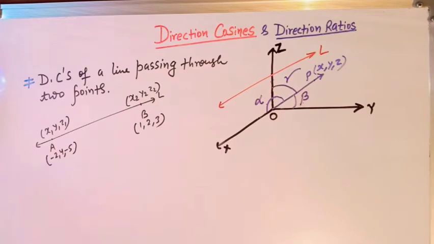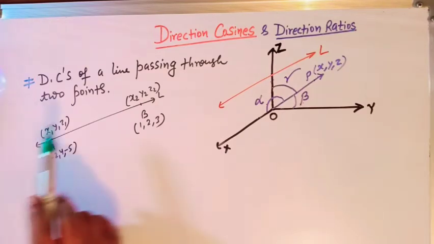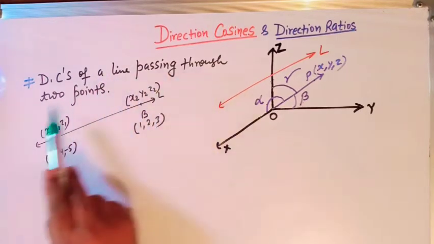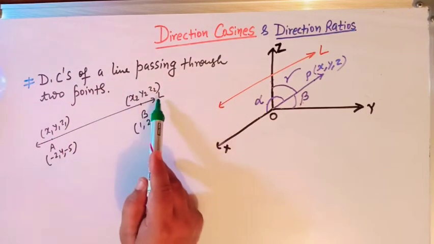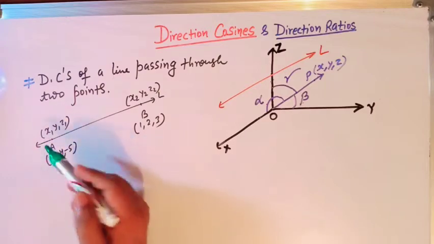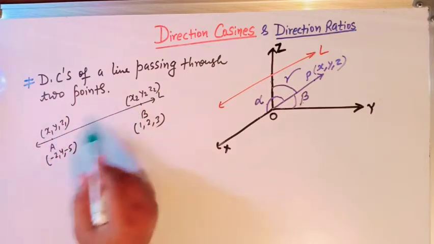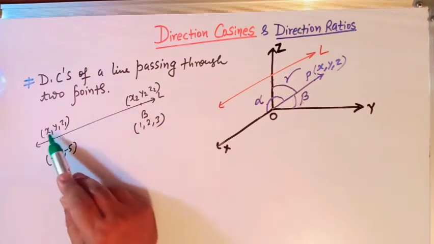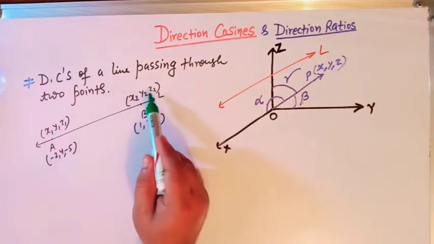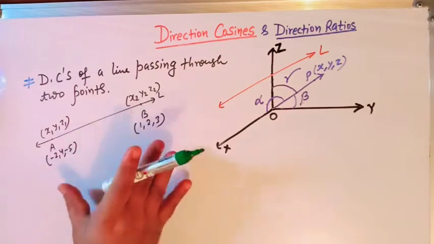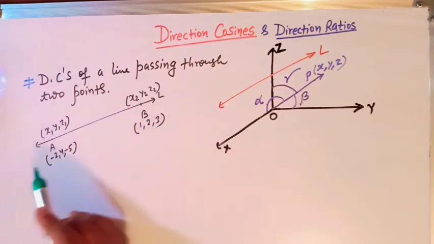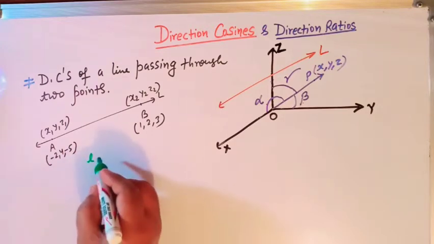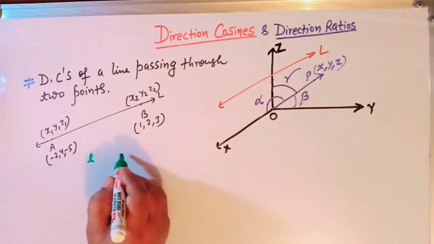Now viewers, let us take another important topic, that is direction cosines of a line passing through 2 points. Here we have a line, and we have 2 points. This line passes through 2 points x1 y1 z1 and x2 y2 z2, right? And we have to find the direction cosines of this line. So the direction cosines are given by L, M and N.